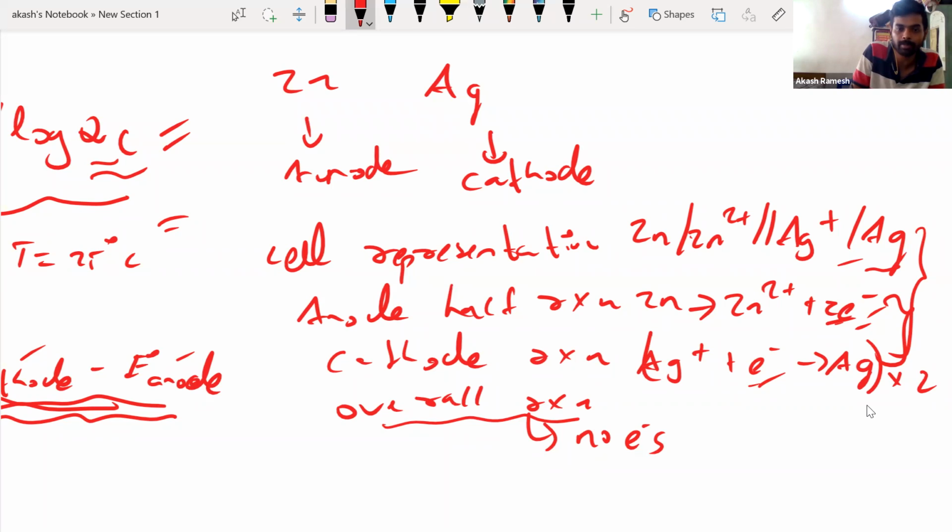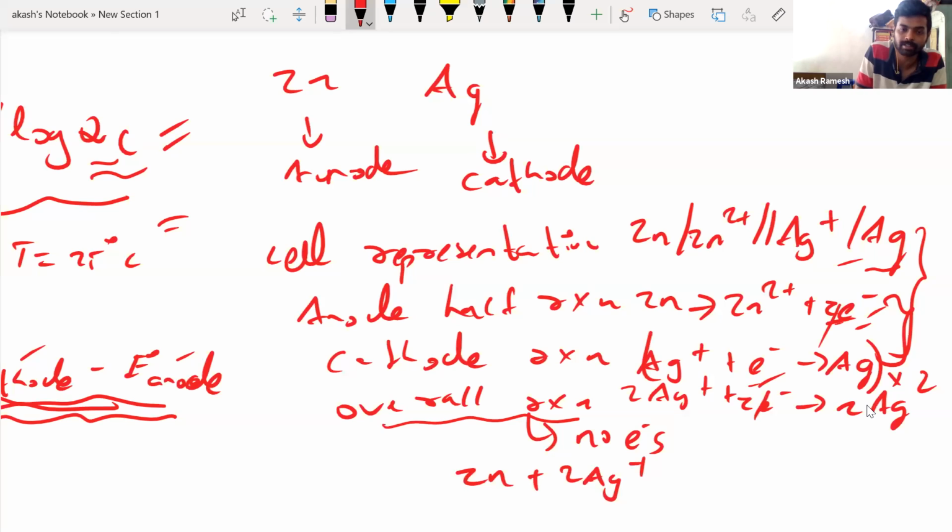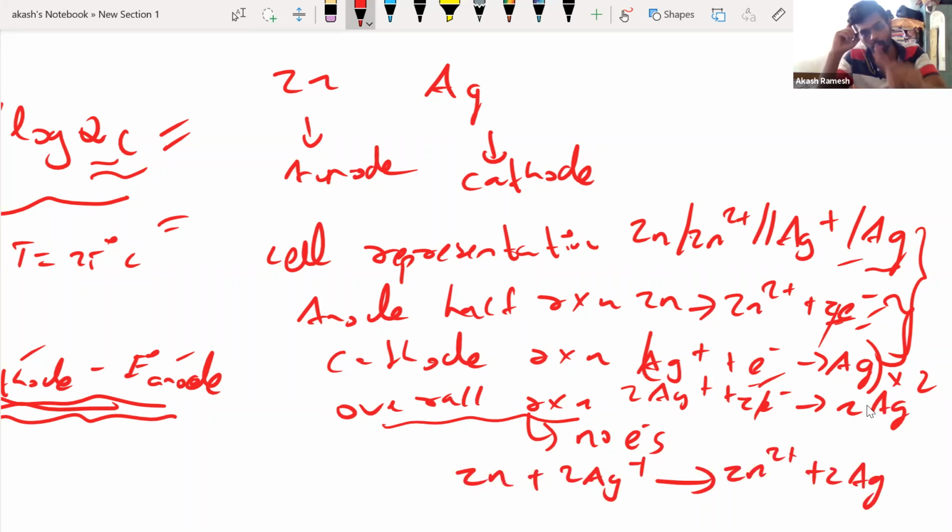So how will it become then? It will become 2 Ag+ plus 2 electrons gives 2 Ag. No issues. Now when you add these two reactions, 2 electrons and 2 electrons get cancelled. So the overall reaction is like this: Zn plus 2 Ag+ gives Zn2+ plus 2 Ag. This is how we write the overall reaction.